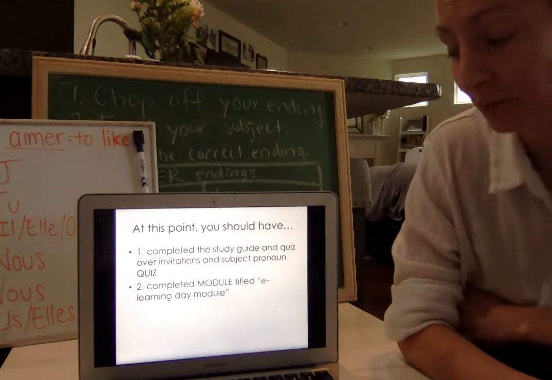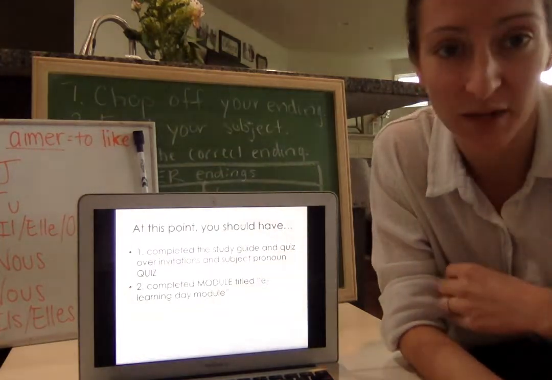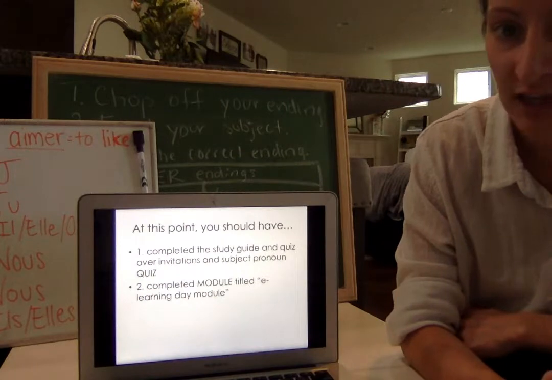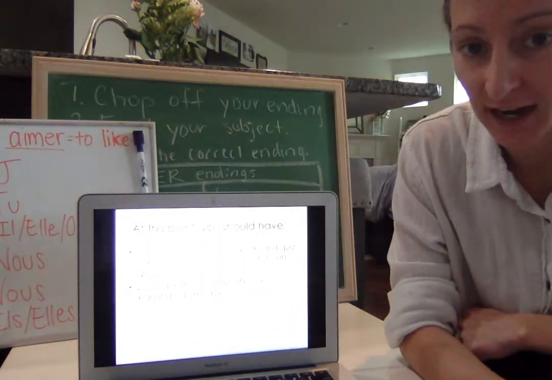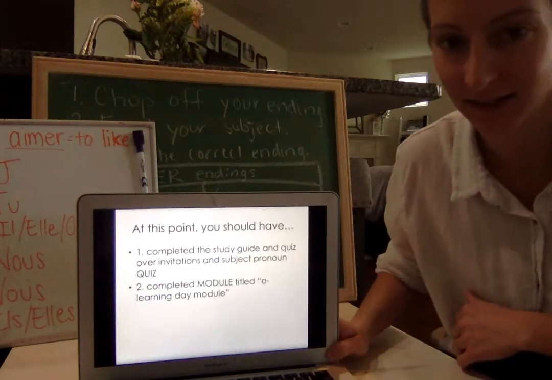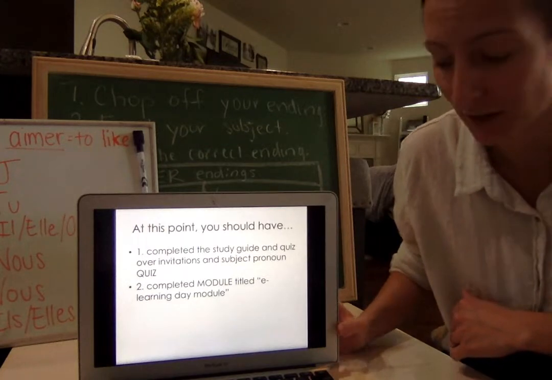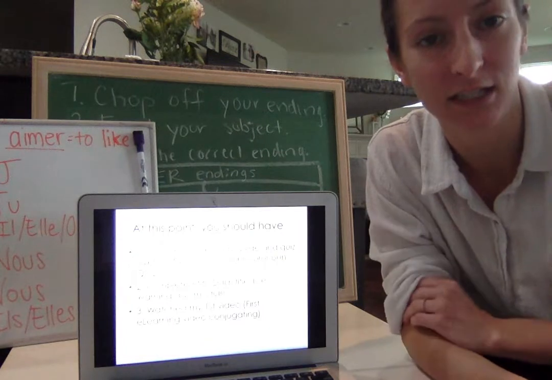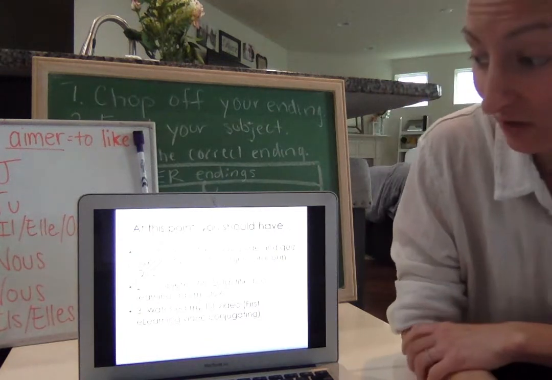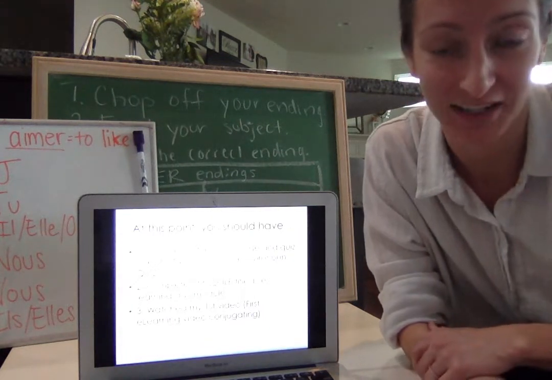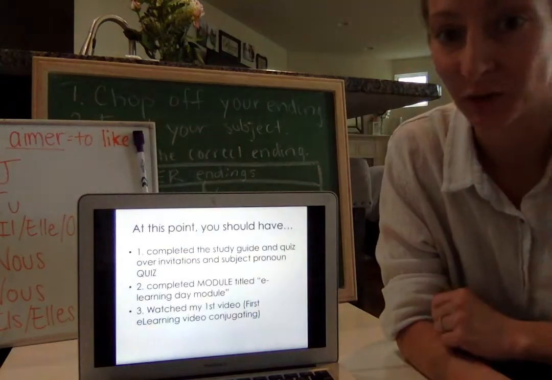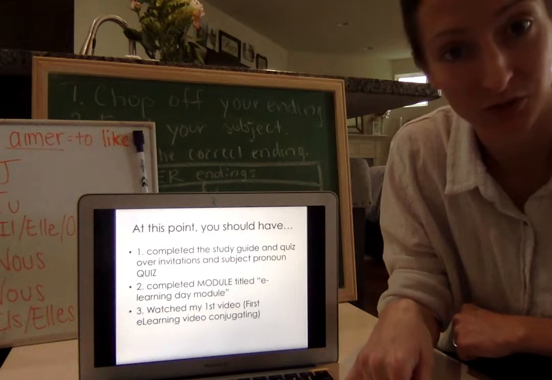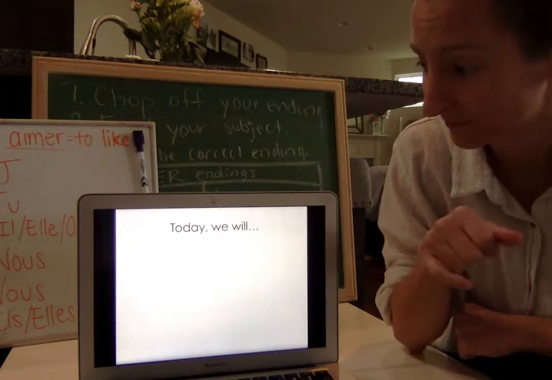You should have completed the module. It's the only module listed so far on our Canvas page, and it goes over how to conjugate, which we'll be talking about today as well. So make sure you complete that module, and make sure you have watched my first e-learning video, and it is titled First E-Learning Video Conjugating, okay? So make sure you have done all 3 of those things before moving on to today's activities.